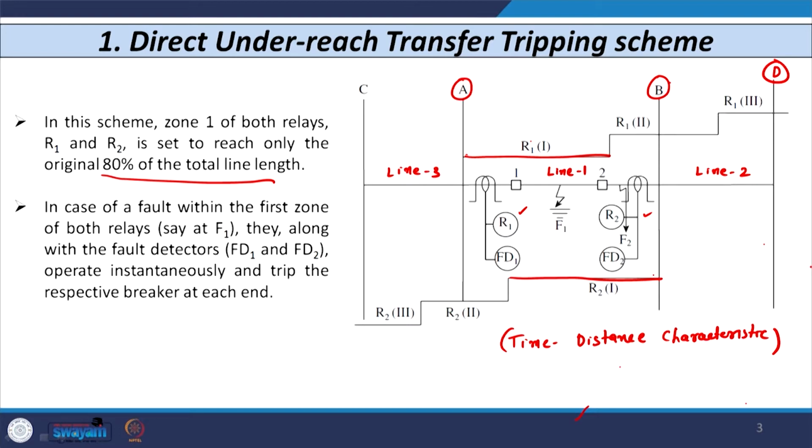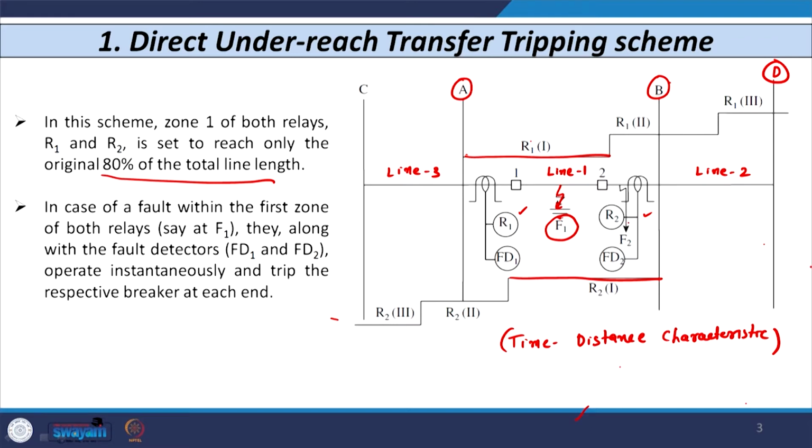Now, in case of a fault within the first zone of both the relays, let us say at F1, R1 relay detects this fault in its first zone, and R2 relay detects this fault in its first zone. As we have already discussed, if a fault occurs within the 80% of the line region, then this fault is detected in the first zone by the 2 distance relays located at each side of the bus. So, if a fault occurs at F1, both R1 and R2 detect this fault in their first zone.